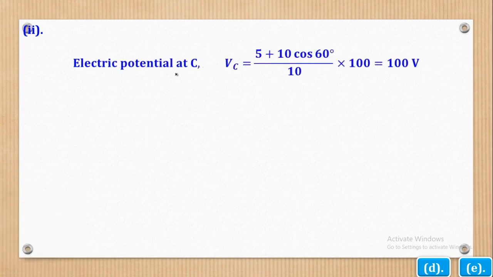So electric potential at C is equal to that distance, like I told you, (5 + 10 cos 60) over 10, which is the total, multiplied by 100. So when you add the two, you come up with 10. So 10 over 10 is 1. That is why you see here 100 volts for VC.